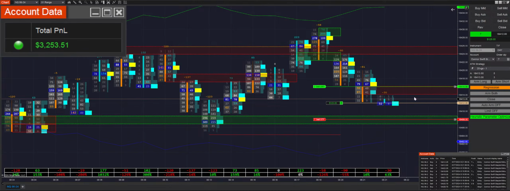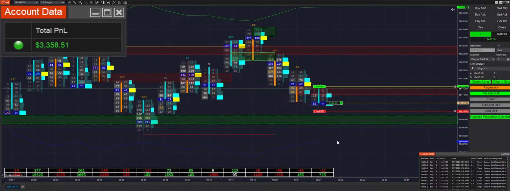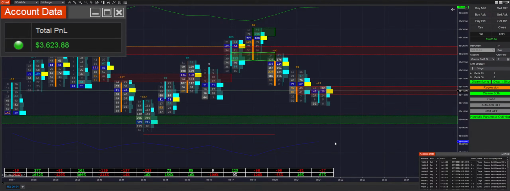Order filled. Just got filled into a long trade here. Target filled. We end up winning that trade up to $3,600 on the day.